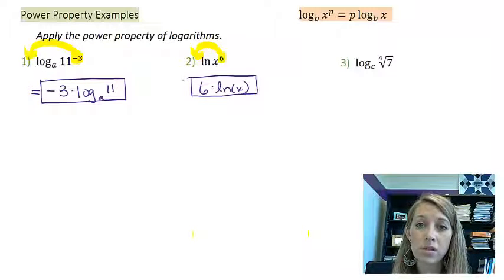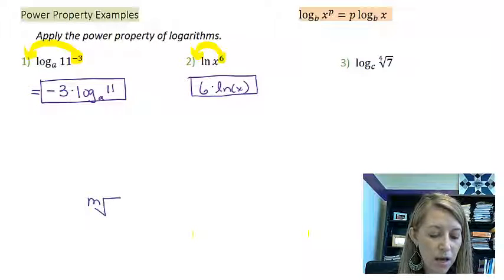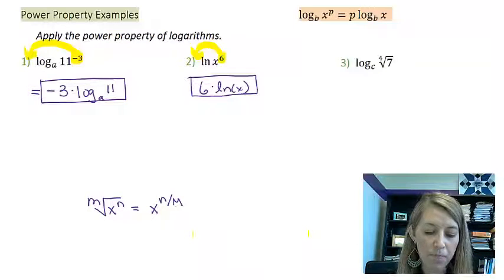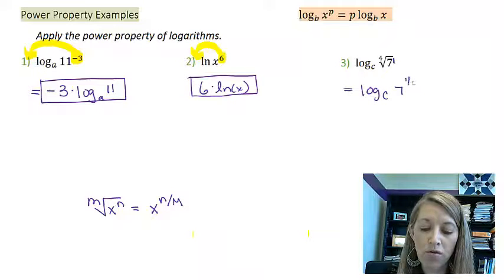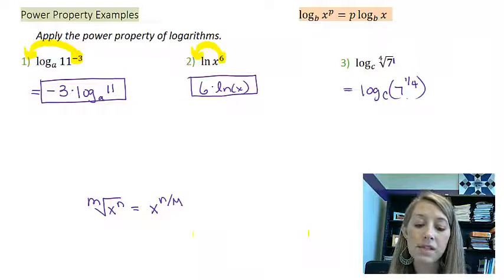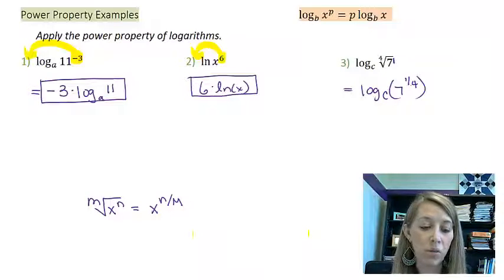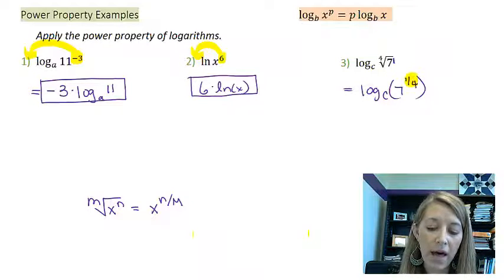Number 3 is definitely the most difficult because it does not look like it has a power. Well, we need to get used to rewriting things. We had a property back in the exponent section that says any root can be rewritten as an exponent. So if I have the mth root of x to the nth power, I can rewrite that as x to the n over m. So in this case, I have the 4th root of 7 to the 1st power, so I can rewrite that as 7 to the 1/4 power. So this is equivalent to log base c of 7 to the 1/4, and now I can apply my power rule.